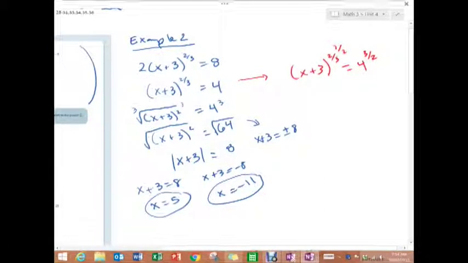But if we multiply these exponents, we get 1, and so I would have x plus 3 to the 1, and then I would have the square root of 4 to the 3rd.